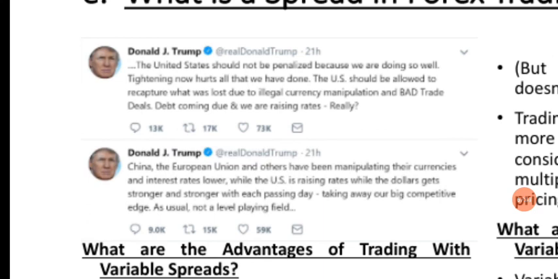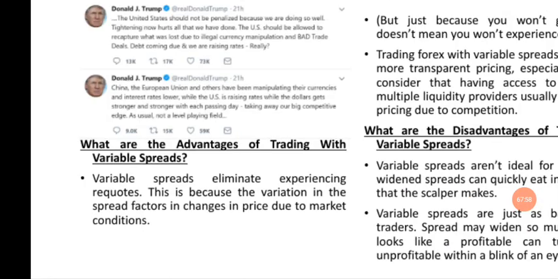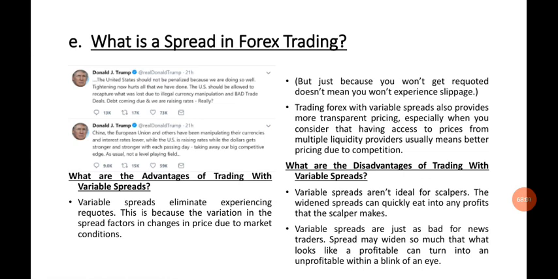China, the European Union, others have been manipulating their currencies and interest rates lower, while the US is raising rates, while other dollars get stronger and stronger with each passing day, taking away our big competitive edge. As usual, not a level playing field. So, what are the advantages of trading with variable spreads? I hope my imitation of Donald Trump was not that bad.